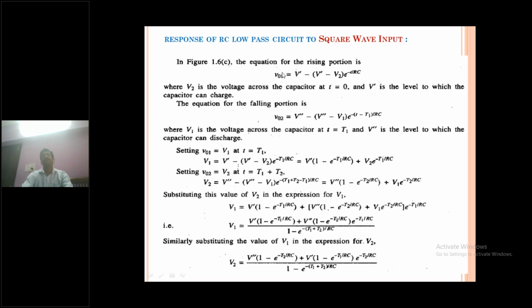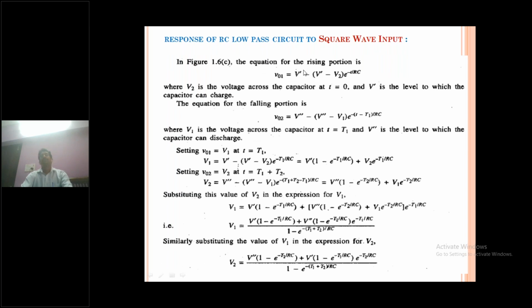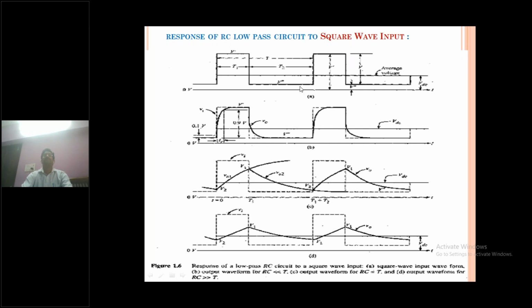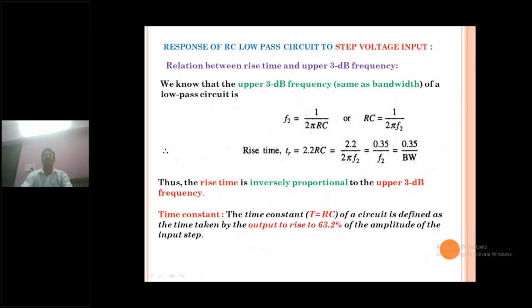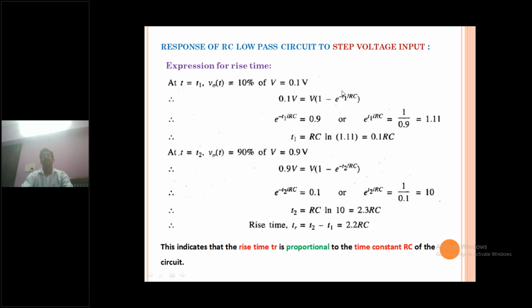That means the capacitor charging, rising portion. For this rising portion, what is the equation? How do we write this equation? V01 equals V final minus V initial. Where did I write this equation? You have to see this equation. This is the step voltage applied to the low pass circuit. This is a very important equation. That's why I wrote step voltage is very important. Here V0 of t equals V final minus of V final minus V initial into e power minus t by RC. So this equation is applied here for the square wave case.